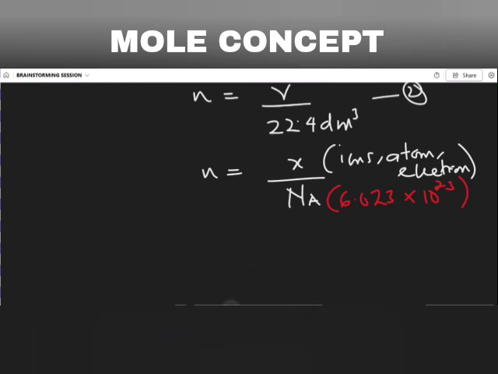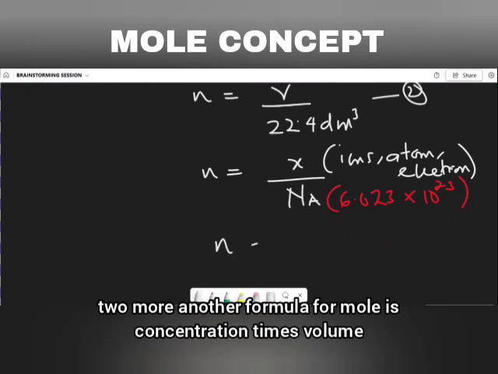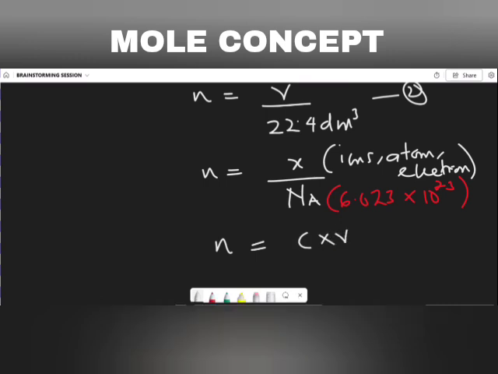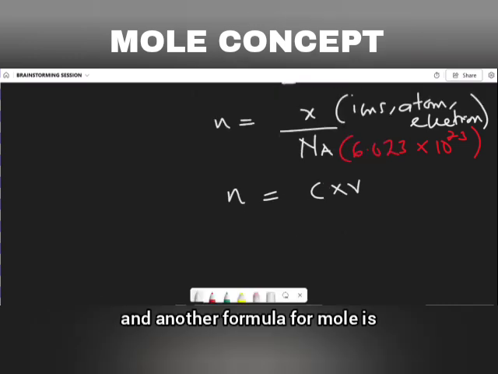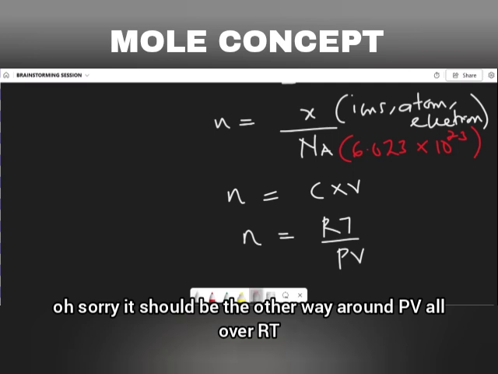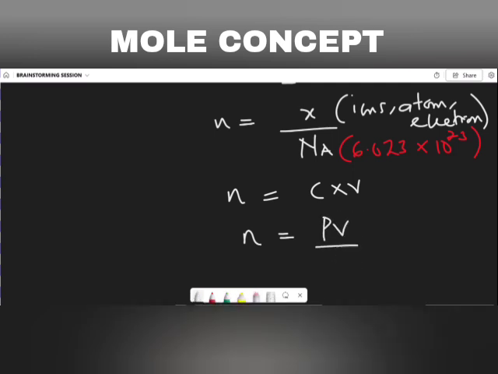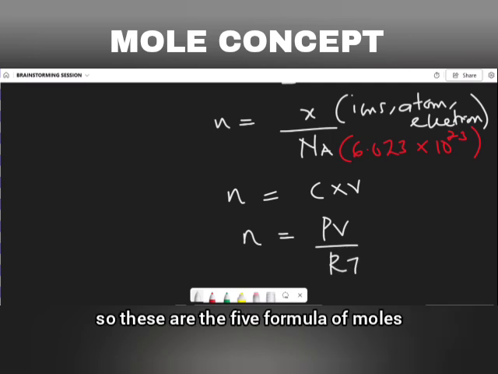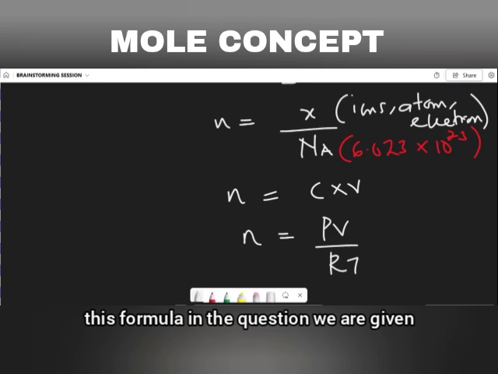Okay, let's give two more. Another formula for mole is concentration times volume, and another formula for mole is PV over RT. So these are the 5 formulas of mole that we have in chemistry. So let's apply these formulas in the question we are given.